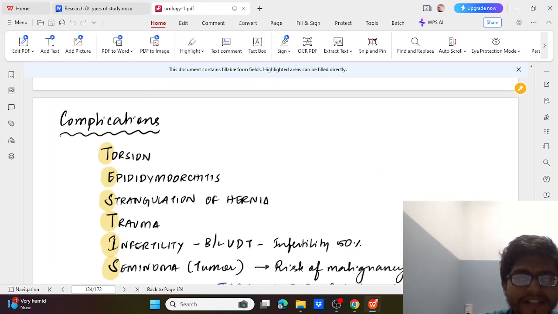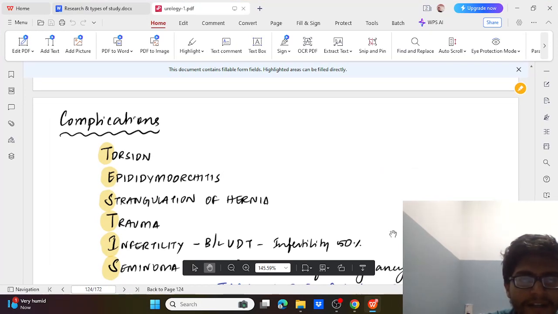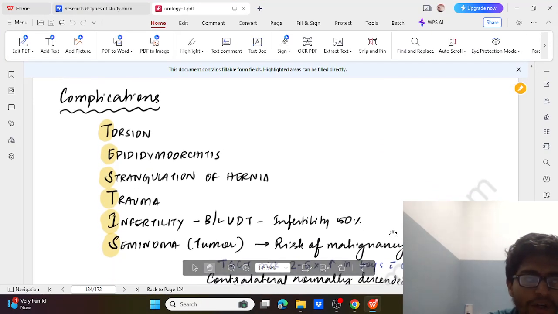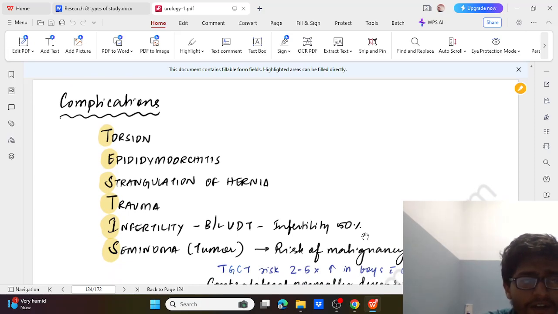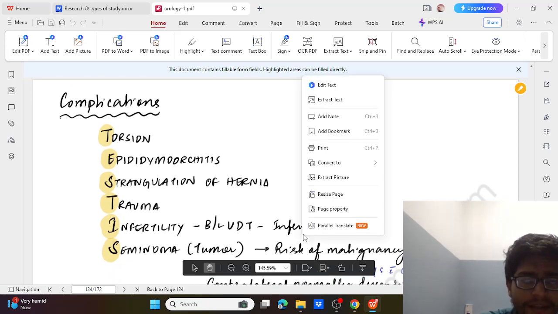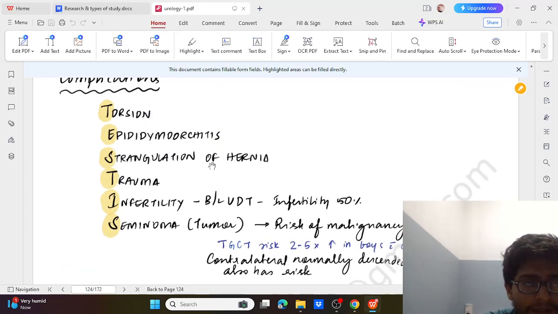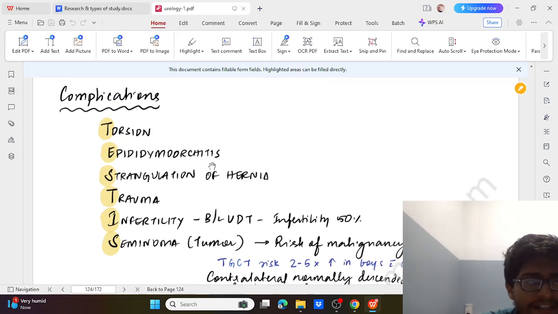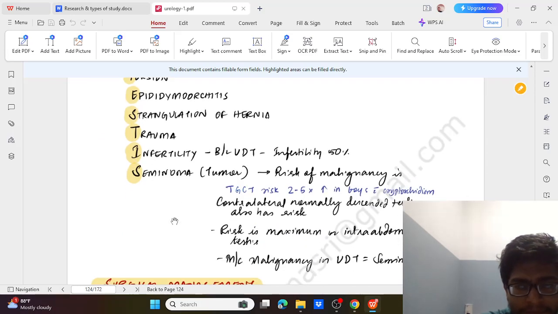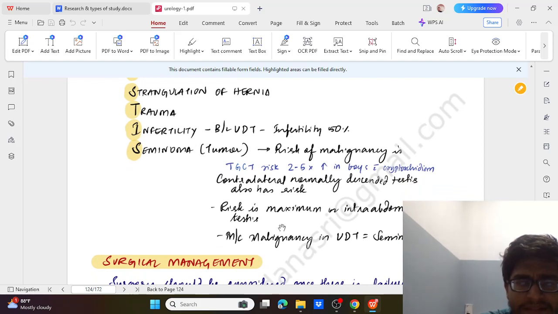So what we were seeing, the complications of undescended testis, that is torsion, epididymo-orchitis, strangulated hernia, trauma, infertility, especially in bilateral undescended testis, that could be up to 50%. Tumor, that is seminoma. So the complication mnemonic is TESTIS. So there is risk of seminoma. The risk is maximum in intra-abdominal testis, and the most common malignancy in undescended testis is seminoma.